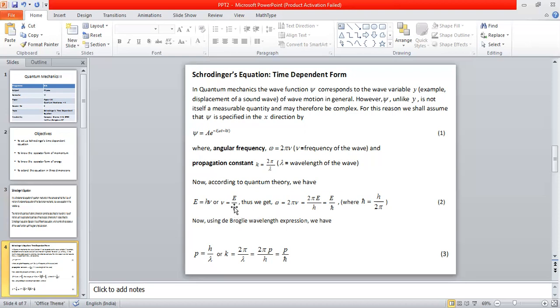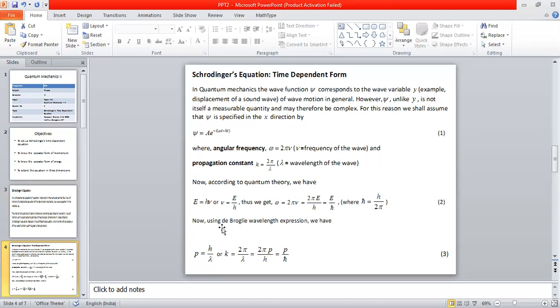Once we insert this in the angular frequency expression, omega is equal to 2 pi nu, which is equal to 2 pi E divided by h. And this term h by 2 pi is a very famous quantity, taken as h cross. Therefore, the angular frequency omega can be written as E by h cross, where h cross is h by 2 pi, Planck's constant divided by 2 pi, another important constant in quantum mechanics.